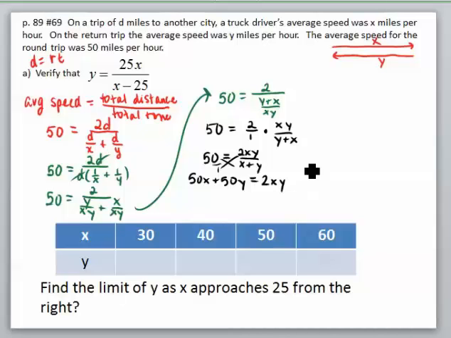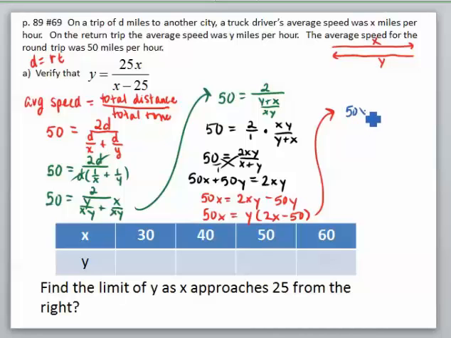And what I'm trying to do is get y by itself. So in order to do that, I need to put all my y's on one side. So I'll move this y to the other side. So now I've got 50x equals 2xy minus 50y. I'm going to factor out my y's. So I have y times 2x minus 50. And I'll come up here to finish. Divide. So I have 50x divided by 2x minus 50 equals y.